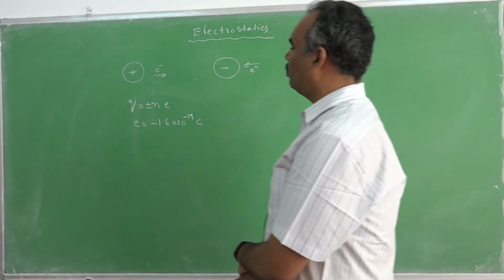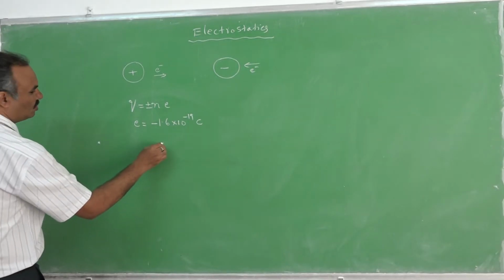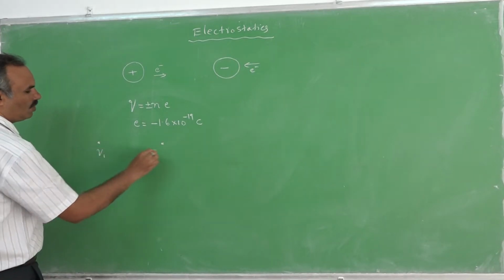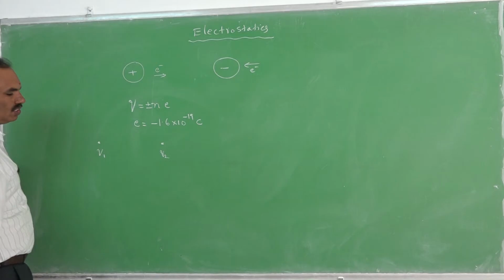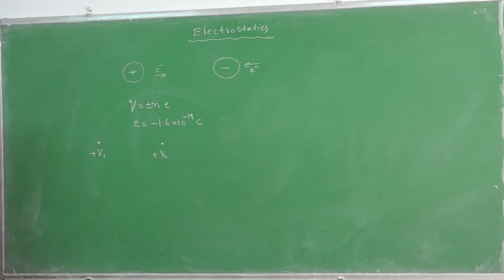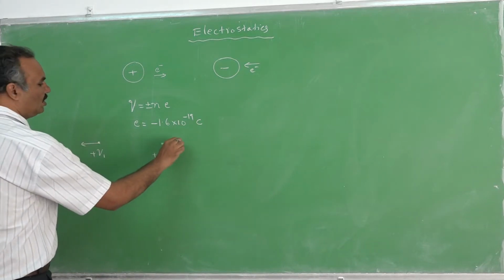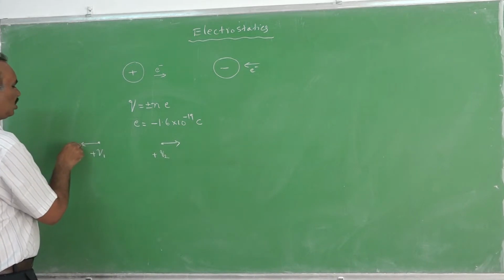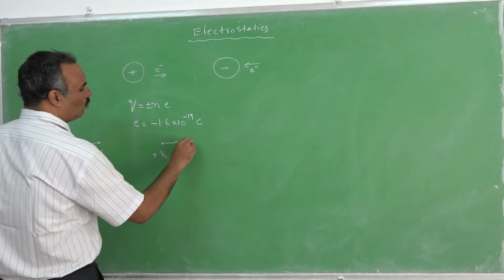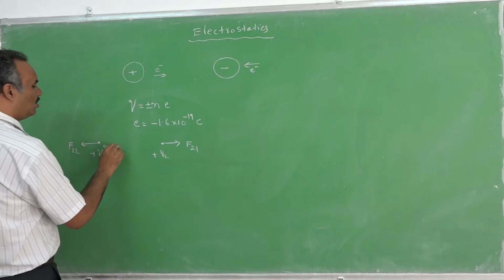Suppose there are two point charges Q1 and Q2 separated by a certain distance. As both are positive charges, like charges always repel each other. This is the force experienced by the first charge because of the second charge. This is the force experienced by the second charge because of the first charge. The separation between them is R.